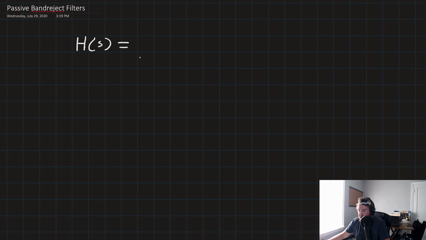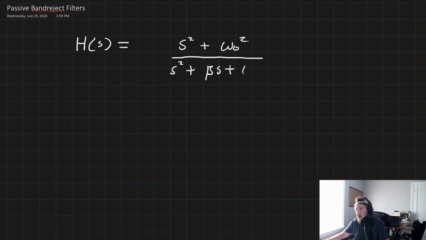The transfer function, H of s, is given as s squared plus 1 over LC, or actually we're going to write it here as the center frequency squared, over s squared plus the bandwidth, beta, times s, plus the center frequency squared again. And then for the series RLC band reject, remember that transfer function governs both of them.